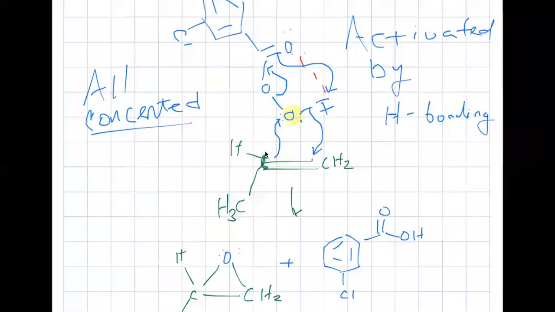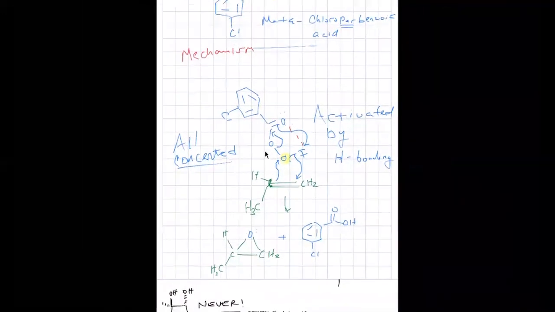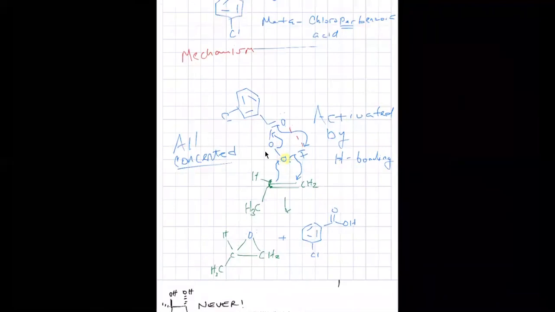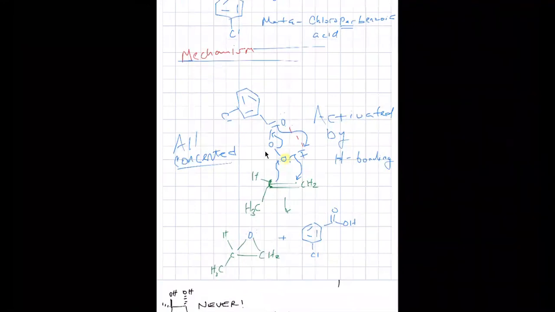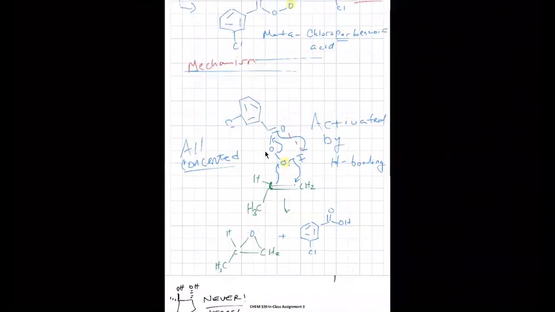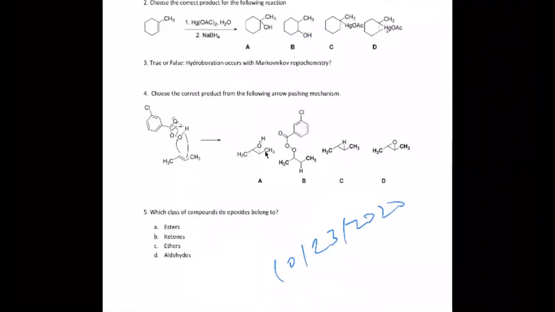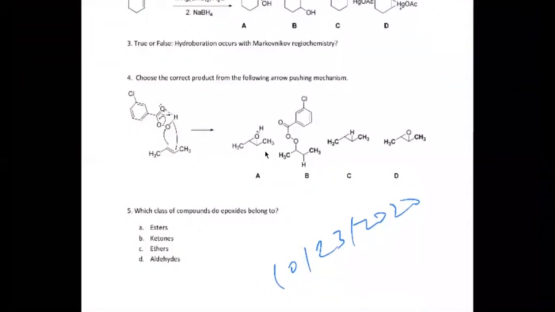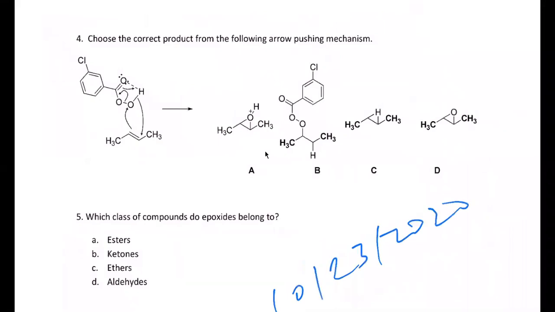All right, questions. Ask questions. So we've seen the mechanism for both the hydrogen peroxide reaction as well as the metachlorobenzoic acid reaction. All right, so let's go back up to here, and let's see if we can answer this question. Right, what did we get from, it says choose the product from the following arrow pushing mechanism.